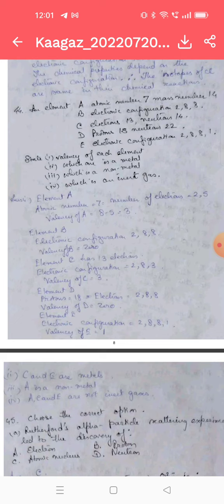Rutherford's alpha particle scattering experiment led to the discovery of the atomic nucleus. The number of valence electrons in oxygen 2 minus: that means it has gained 2 electrons, so its outermost orbit will have 8 electrons. So B is the answer, valence electrons will be 8. Then which of the following is the correct electronic configuration of potassium? Potassium will be 2, 8, 8 and 1.